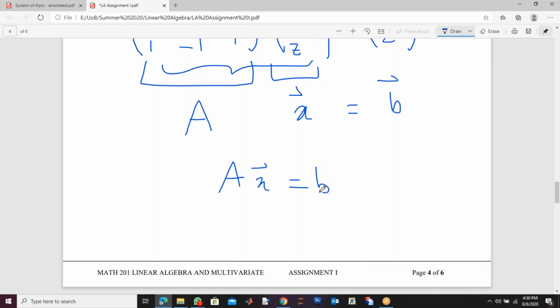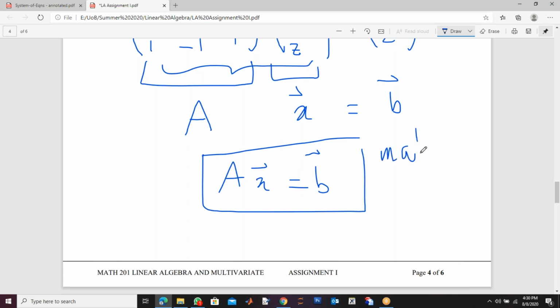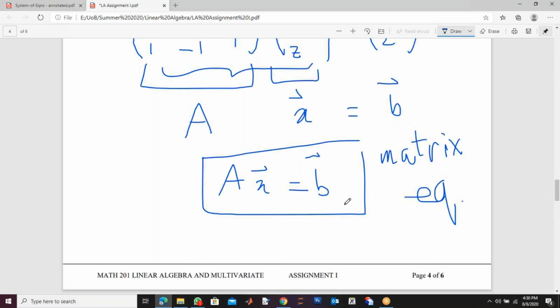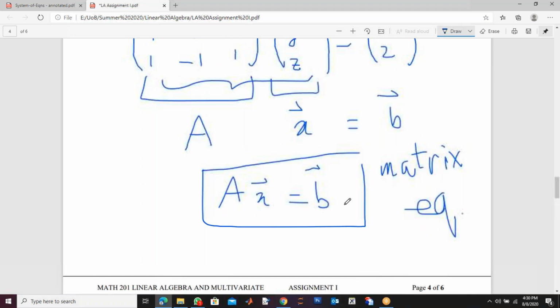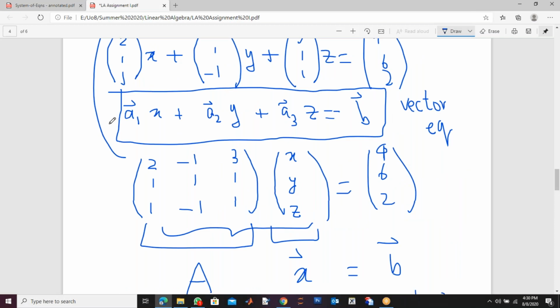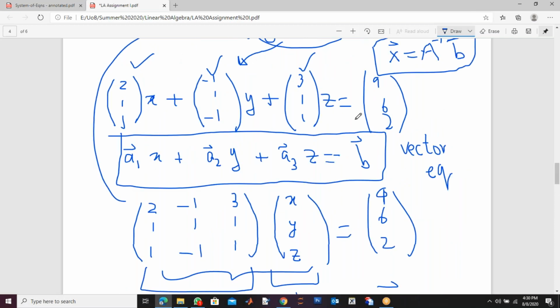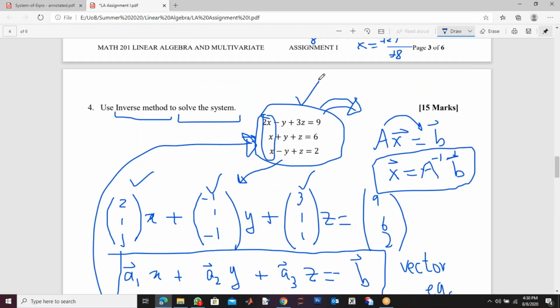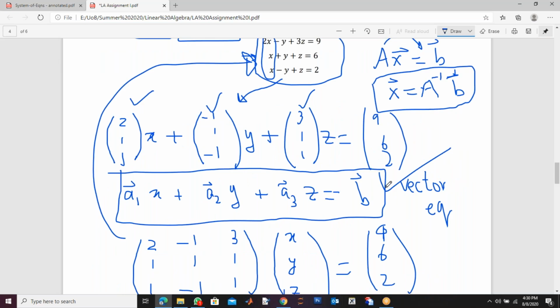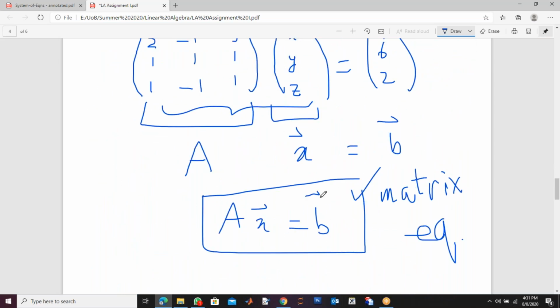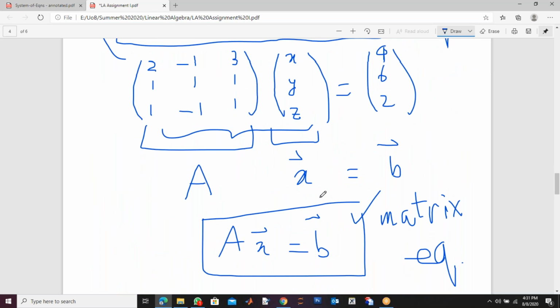So there are three ways of writing the same system of equations. This is called the matrix form of the linear system, or matrix equation. The same system can be written as a vector equation, and this is the system in original form. All these three things are the same thing: the system of linear equations written separately, in vector form, in matrix form, everything is the same. Agreed? So every system can be written as Ax equal to b.